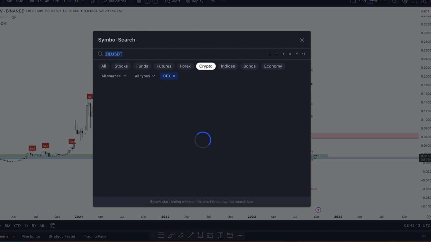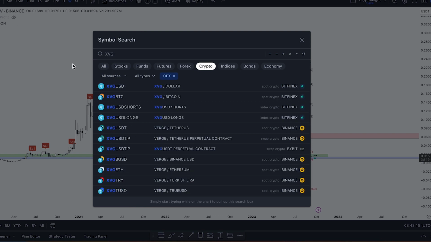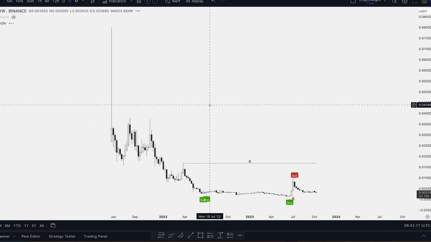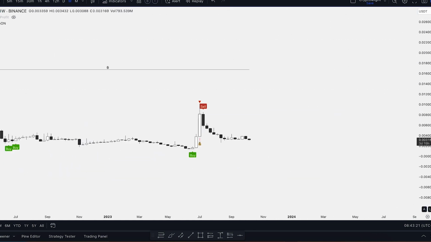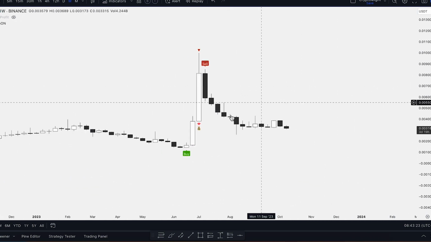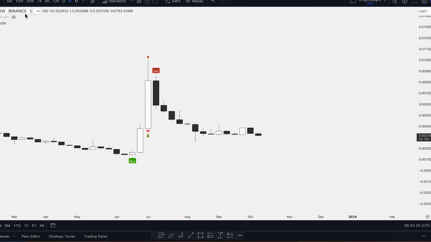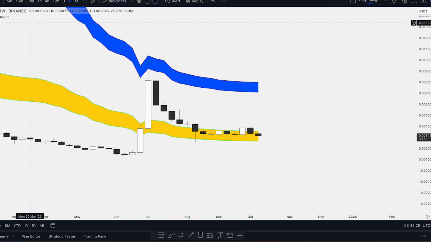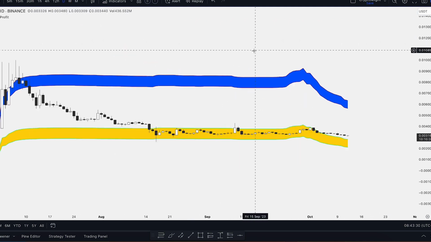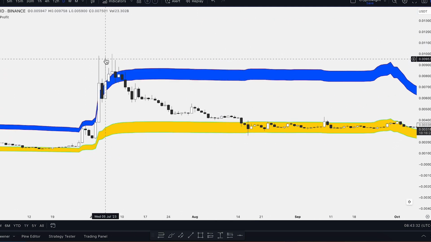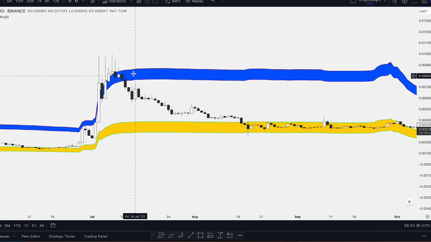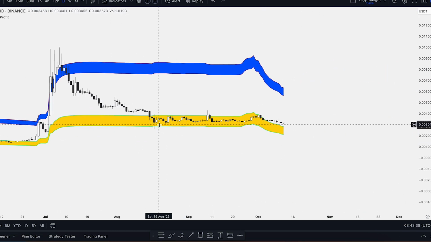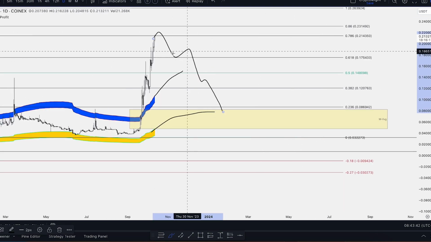I would like to show you also XVG on Binance. Here, locally, it's a pretty similar story, but on a daily, let me show you. Here on XVG, we're going over the exit line, but not even higher like this one, and then come back down to test the buy line, even the fundamental price. So this is what I'm expecting from Loom.